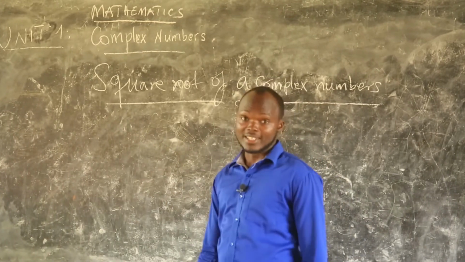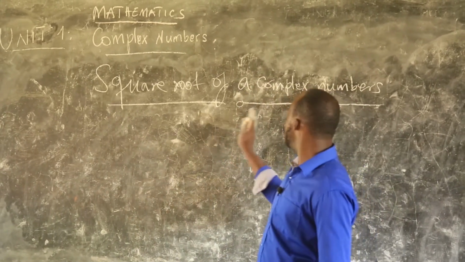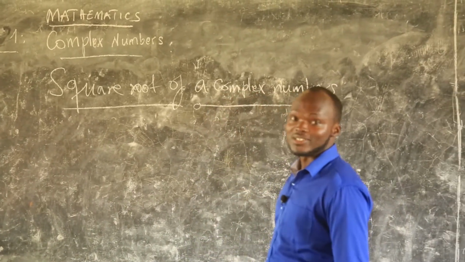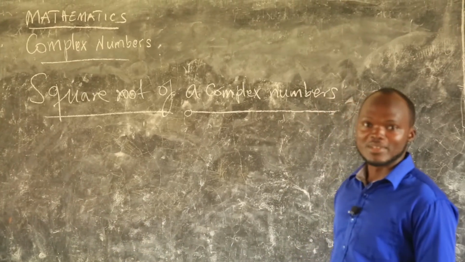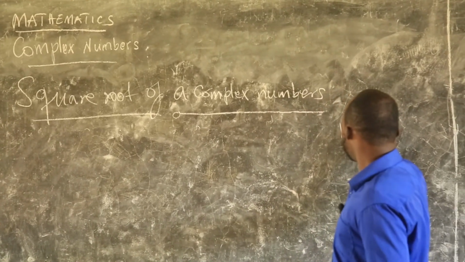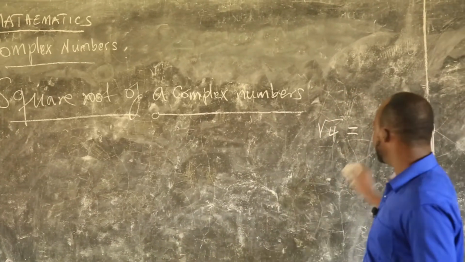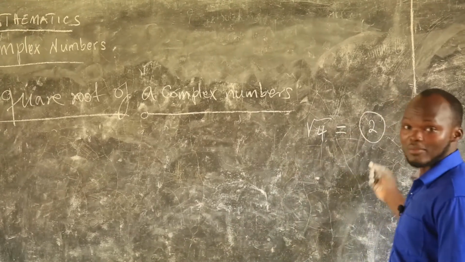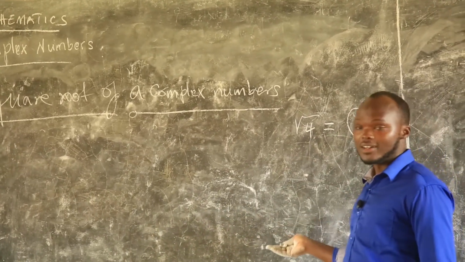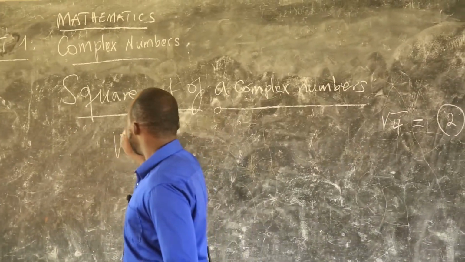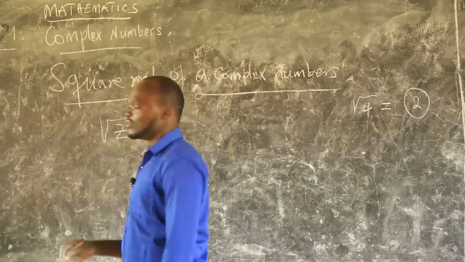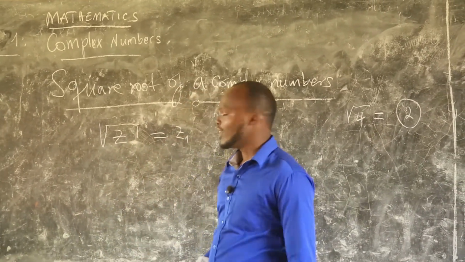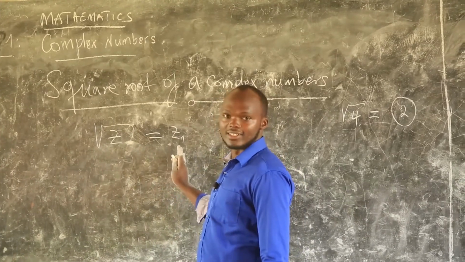We are still on complex numbers. We're going to see square root of complex numbers. You know that a square root of a number is also a number. So if the square root of a number is a number, for example, square root of 4, what is it? It is 2. This is a number, also this is a number. If this is a real number, this is also a real number. So square root of a number is also a number, meaning that square root of z is also a complex number, but you can call it z1. Square root of z is z1.